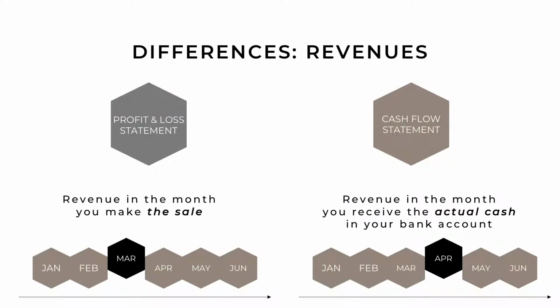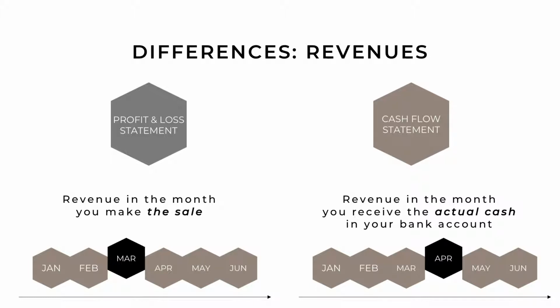In the profit and loss statement, you record the revenue in that month when you make the sale and write the bill. Now in the cash flow statement, on the other hand, you only record the cash coming in when you actually receive it on your bank account.